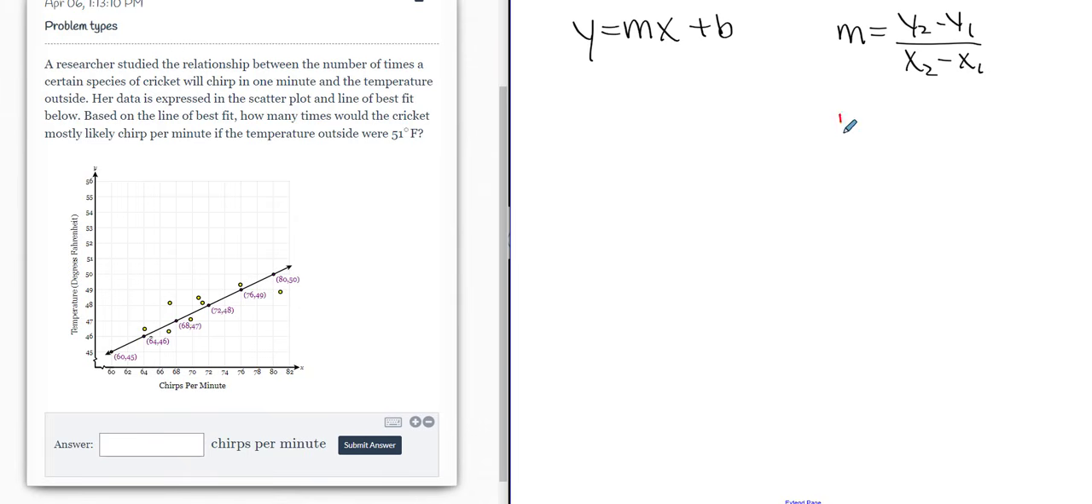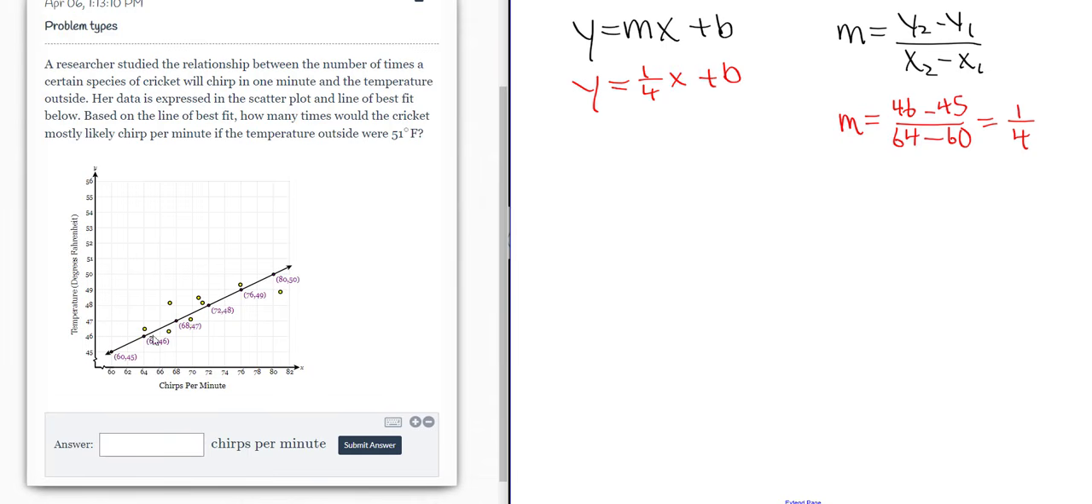So let me use red for this. I'm going to put m is equal to, put my subtract signs in here. Let me see, I'm going to do 46 over 64. So 46 over 64. And then I'm going to use 45 over 60. 46 minus 45 is 1, and 64 minus 60 is 4. So our slope is a convenient 1/4. So I have y is equal to 1/4 x plus b.